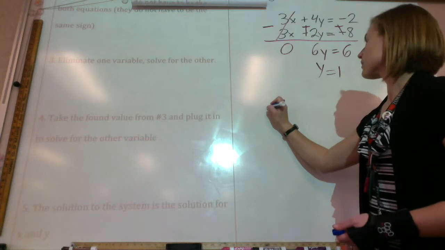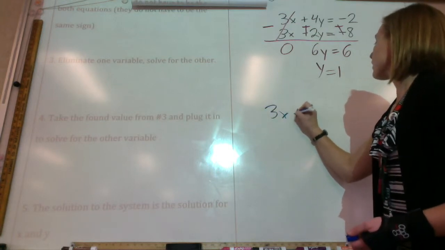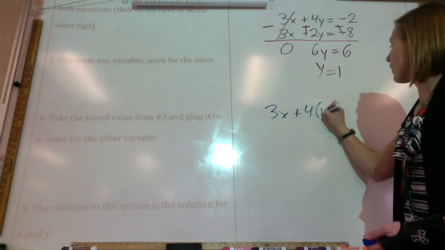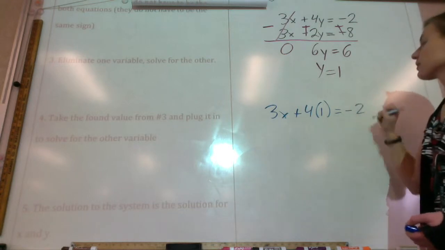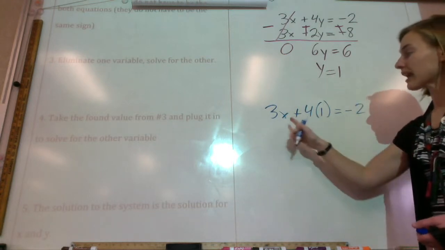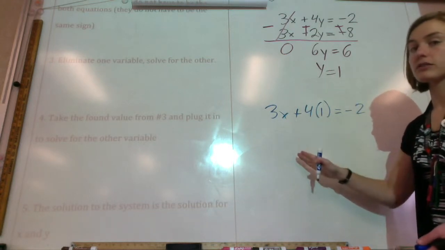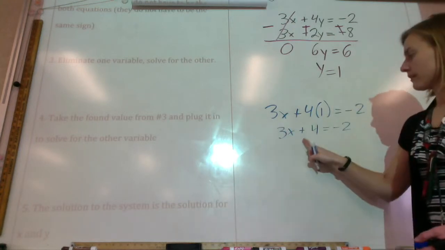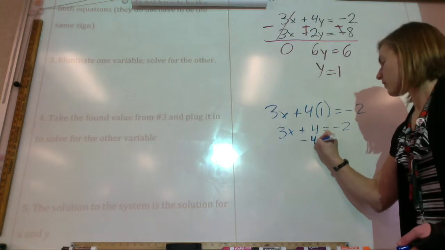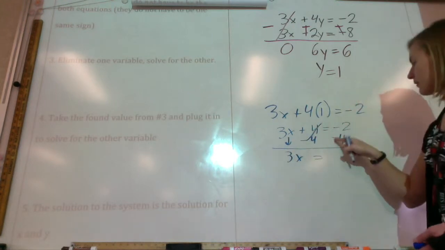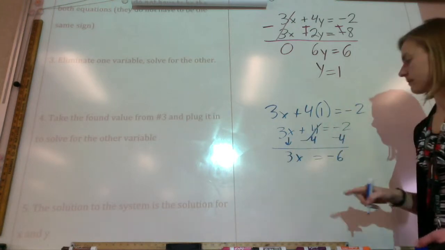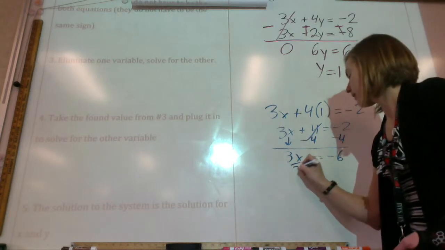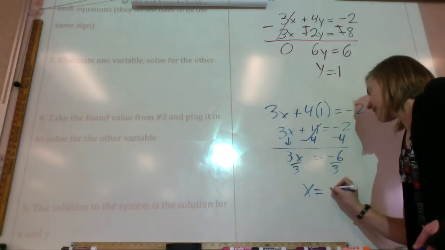So the first equation is 3x plus 4, and here's where I'll put in my y, equals negative 2. So once again, we only have one variable, so we can solve this. Well, 4 times 1 is just 4. We have to get rid of adding 4 by subtracting 4. Negative 2 minus 4 is negative 6. Divide both sides by 3. So we get x equals negative 2.